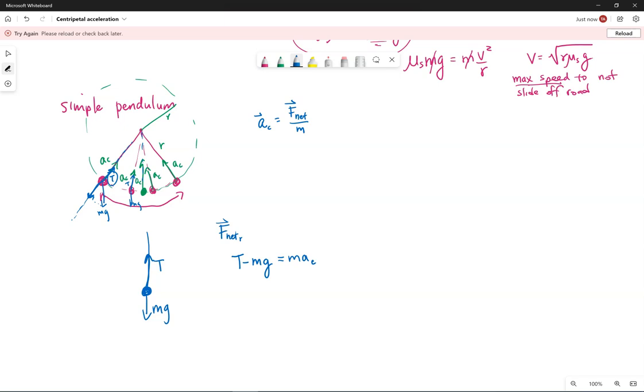So tension is not a new force to us. Force of gravity is not new. But they are considered centripetal forces simply because they are working together to cause this circular motion to happen.